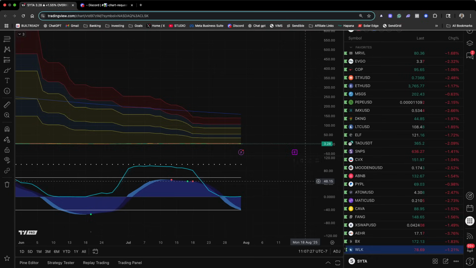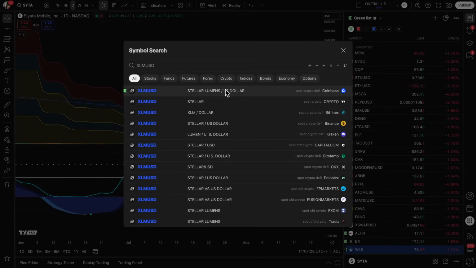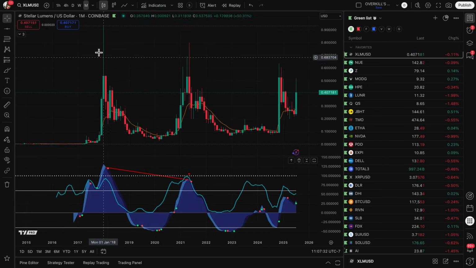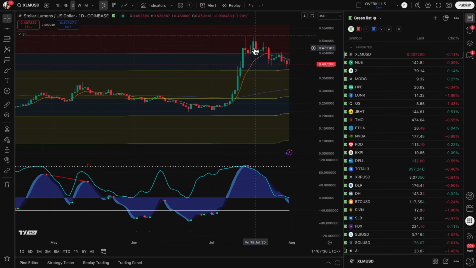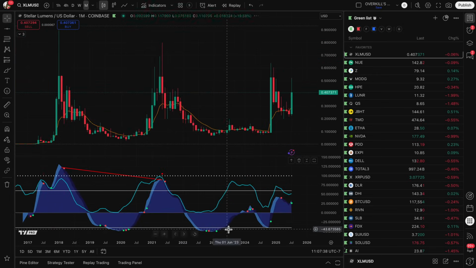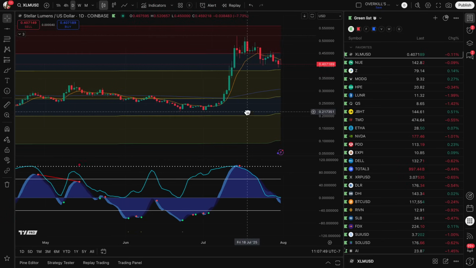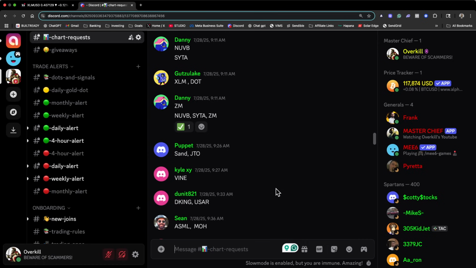What else we got? We got XLM. XLM's green on the monthly. We got that there near the beginning of the month at around 25 to 30 cents, I believe. And now it's pulling back. So again, when you have the monthly dot, that means we're going up for the next 1 to 6 months. Now we are waiting for a retracement and a green dot from the daily. So just watching the daily there for XLM.